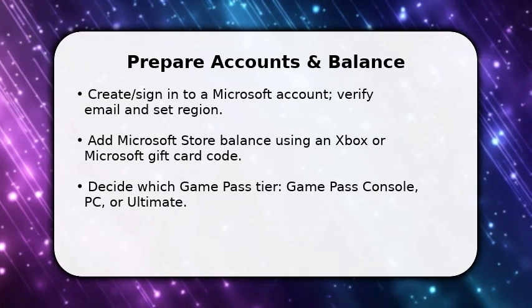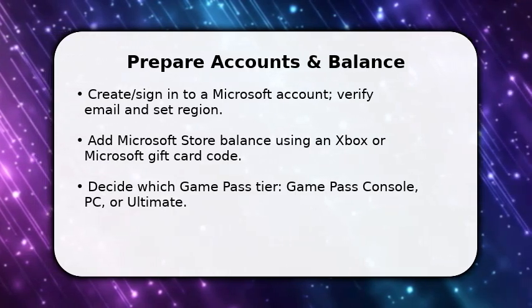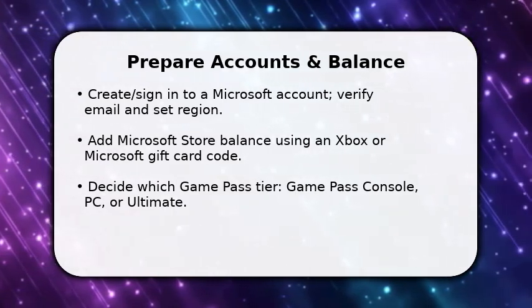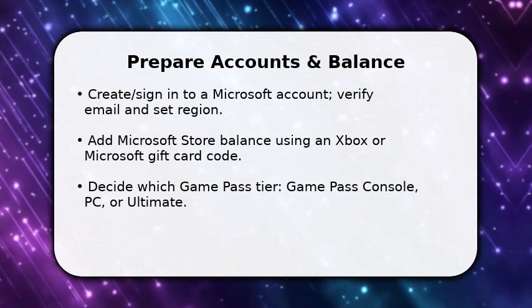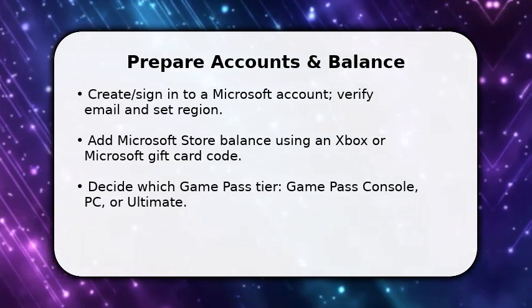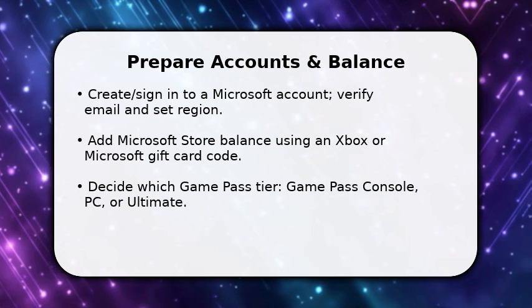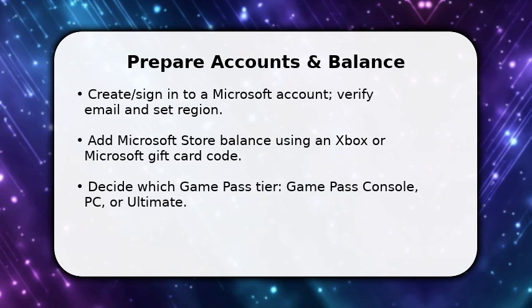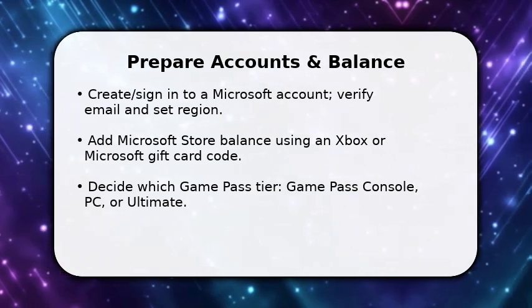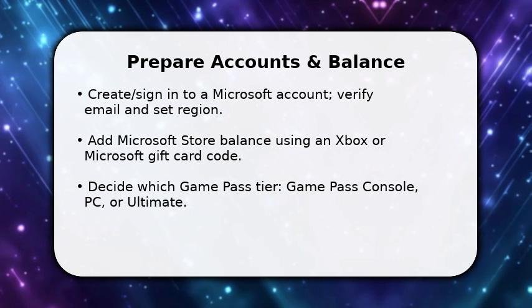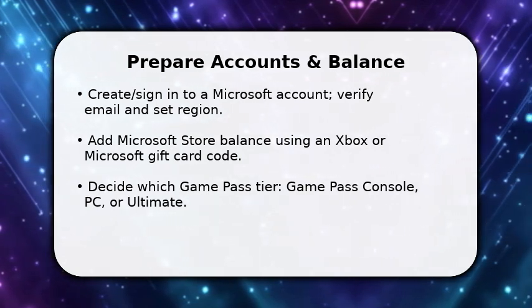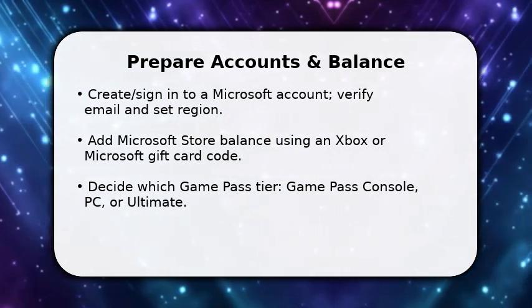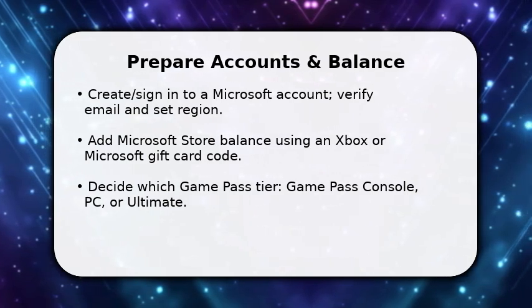You start by getting the basics ready. Sign into or create a Microsoft account and confirm your email. Once done, redeem an Xbox or Microsoft gift card to add store balance because you won't use a credit card. Make sure your account region matches the card currency. This prevents payment errors. Finally, pick the Game Pass tier you need, console, PC, or Ultimate, so you know how much balance to load before moving to purchase.